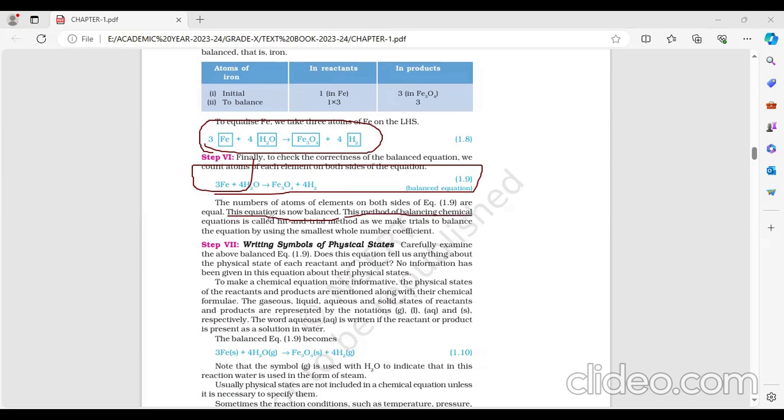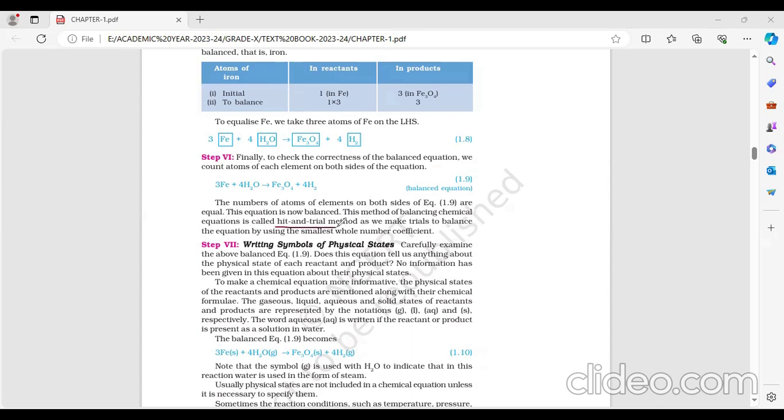This method of balancing a chemical equation is called the hit and trial method. Which method have we used now to balance? The method is known as the hit and trial method, as we make trials to balance the equation. So we make trials, right? By keeping 2 here on the left side and 2 on the right side, sometimes 4 on the left and 4 on the right. These are the trials we made, which is why we call it the hit and trial method, using the smallest whole number coefficient.